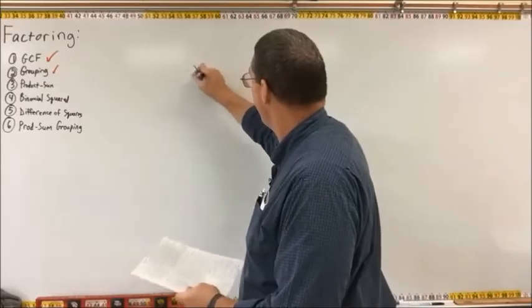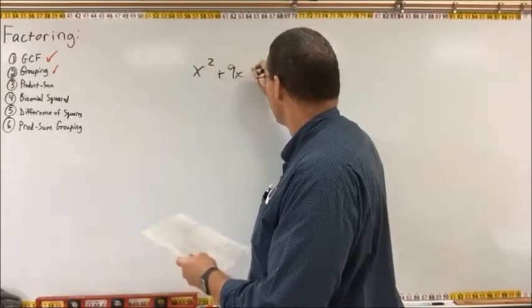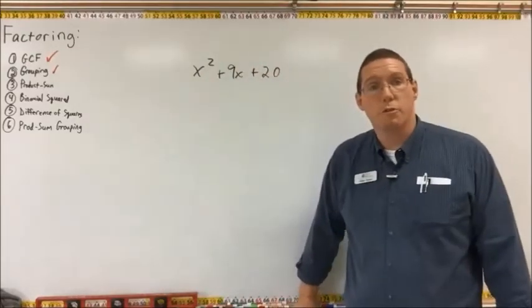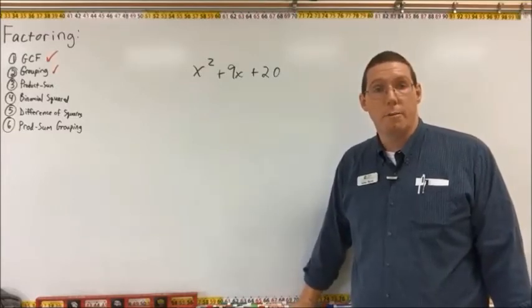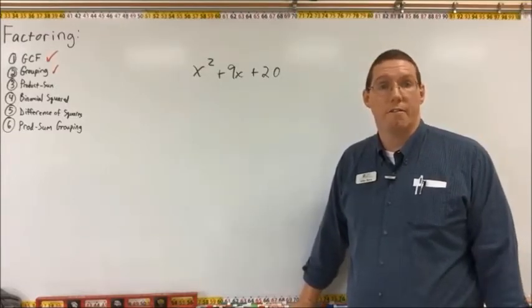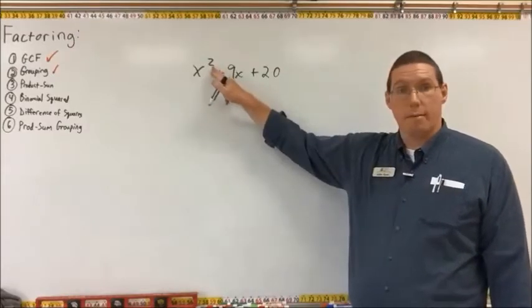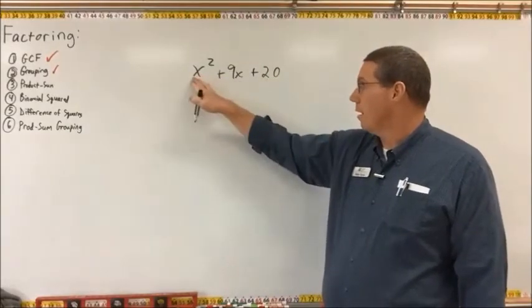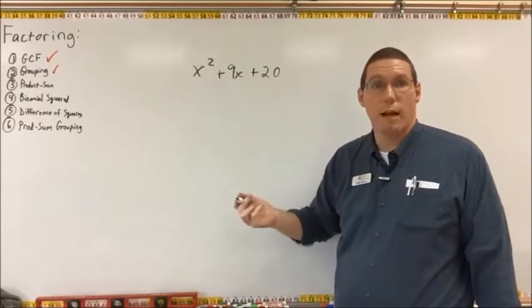Let's say that we have an example here. Let's say that we have an expression x squared plus 9x plus 20. Now this is probably what a lot of math teachers would consider the most basic kind of polynomial factoring or quadratic factoring. We have a quadratic, x to the second power, and it is a trinomial. It has three parts. It has a first term, a second term that's x to the first power, and a third term which does not have an x in it.